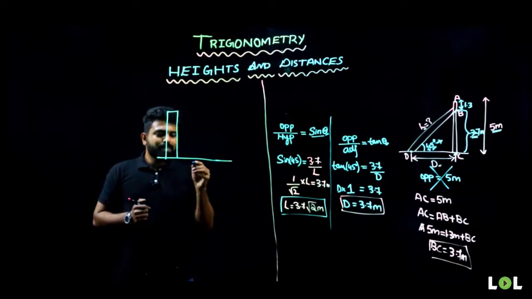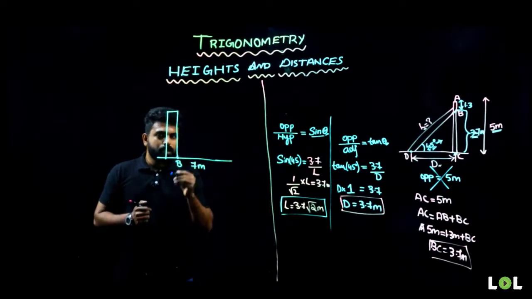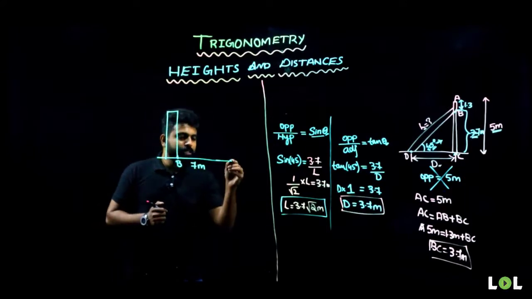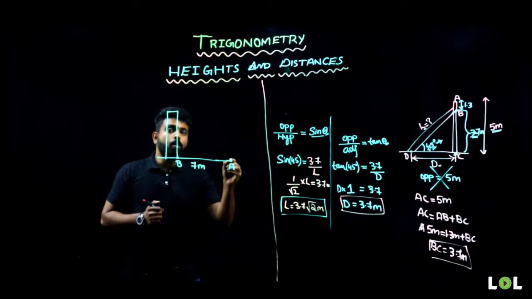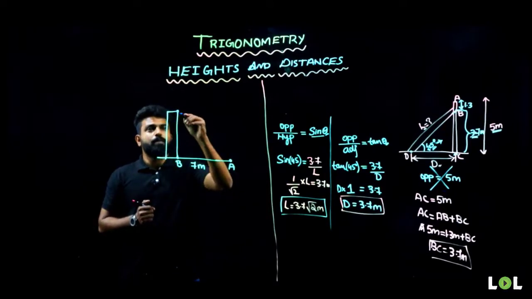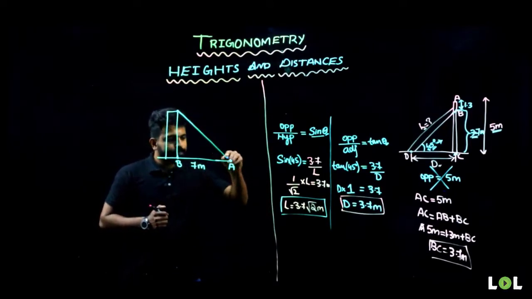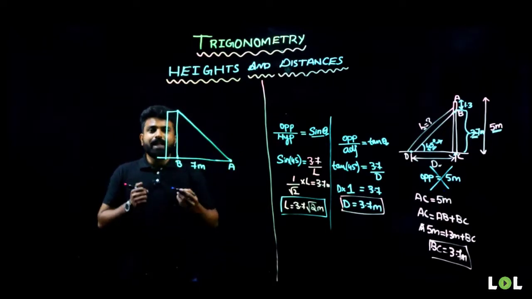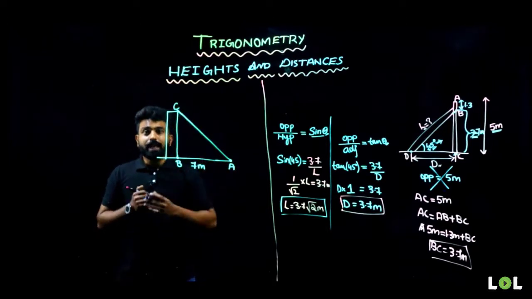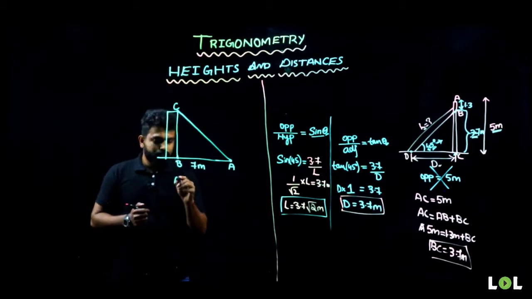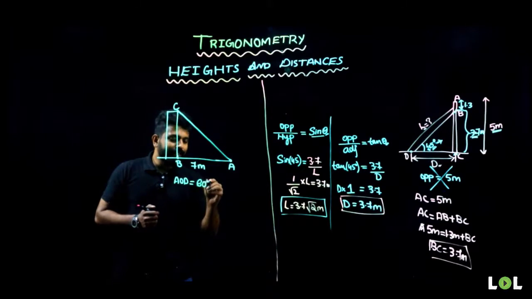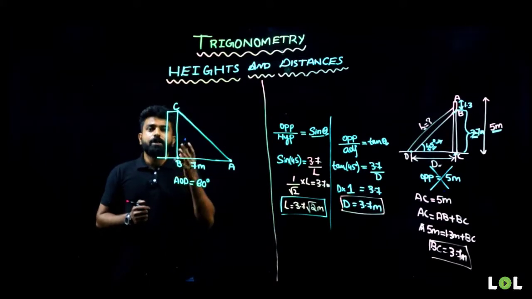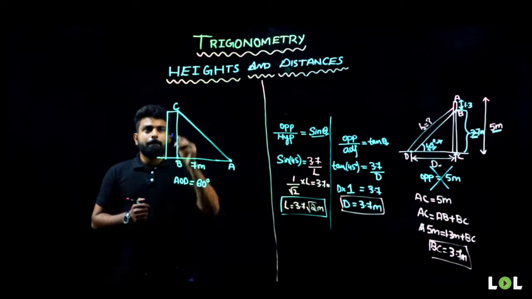7 meters from the point on the building, which I'll consider as B, there's another point. Let's say that point is A. From this point, they're tying a wire to the topmost point of the building. Now they're telling us that this wire is making an angle of depression of 60 degrees at the place where it is tied to the building.